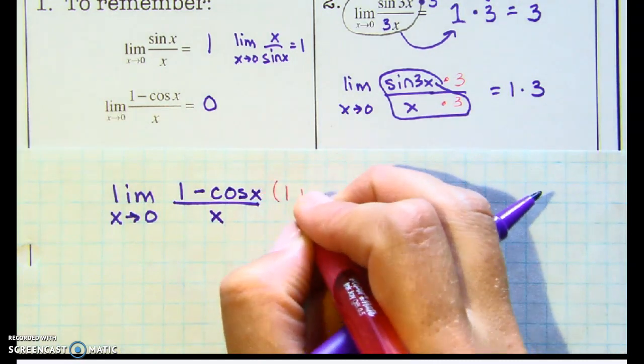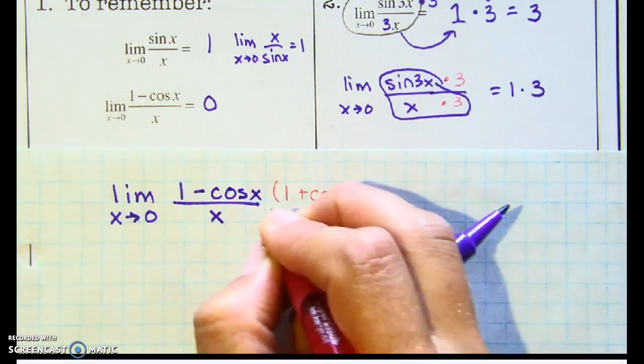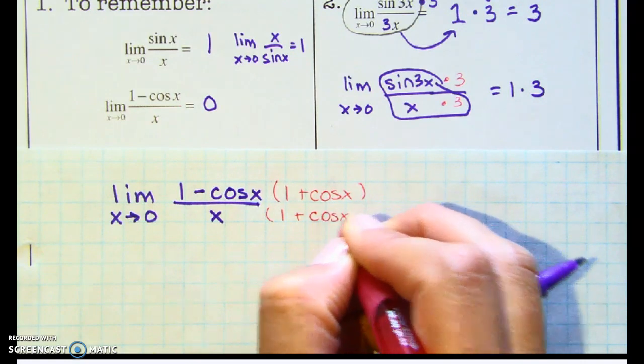I'm going to multiply by the conjugate. The conjugate gives you a difference of 2 squares.